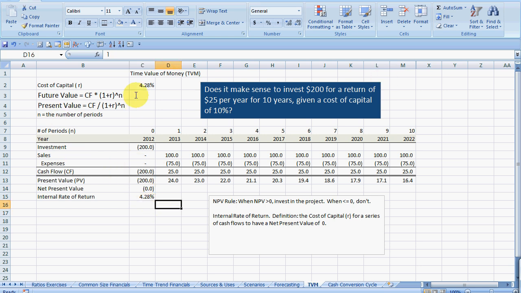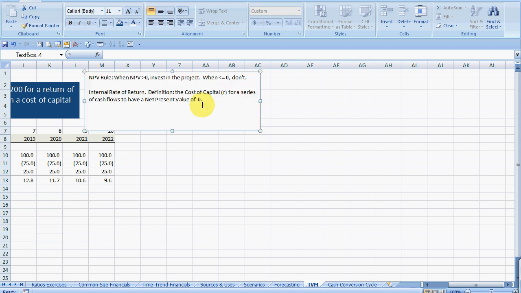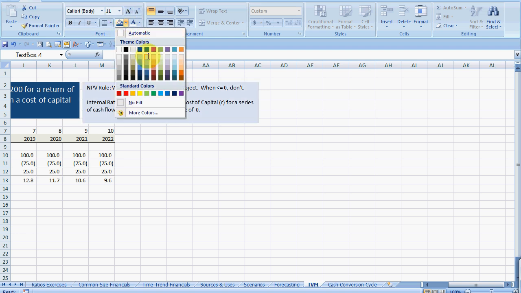So let's move on from that. Let's put this back at 10%, and let's see what our internal rate of return is. So we see we're getting a pretty low internal rate of return, right? Let's park this definition up here somewhere. Make it a little bit smaller, and let's make it a gray.